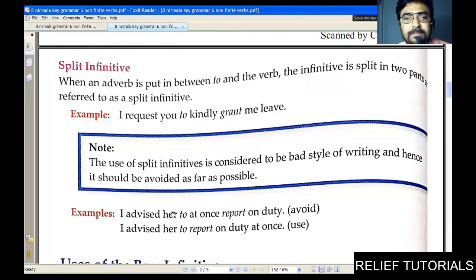Third type of the infinitive that technically should not be used, but it is used by the people. To and verb are broken and some words are put in between them. So it's the wrong use of the infinitive, but people use it. So just to draw your attention over there. When an adverb is put in between to and the verb, the infinitive is called as what? Split infinitive.